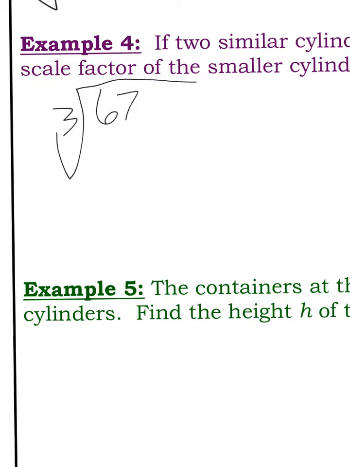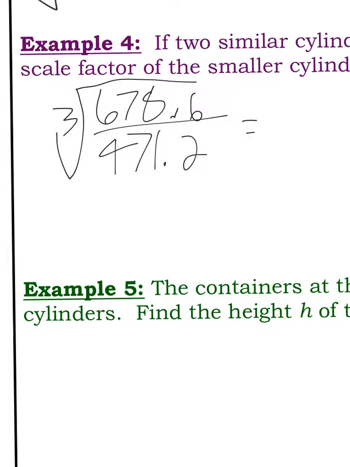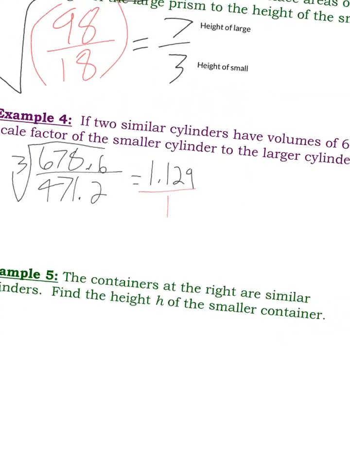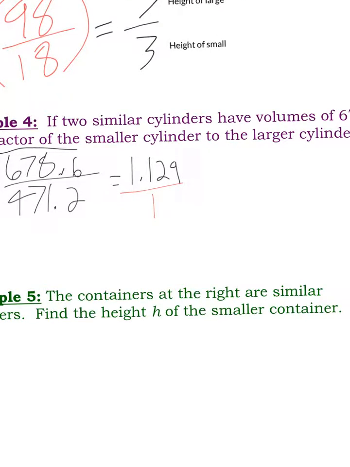So I'm going to do the cube root of 678.6 over 471.2. Looks like that's going to equal about 1.129. And if you want to keep it as a fraction, just throw it over 1. Either way, that's the scale factor. Okay, so this is the scale factor of the sides.